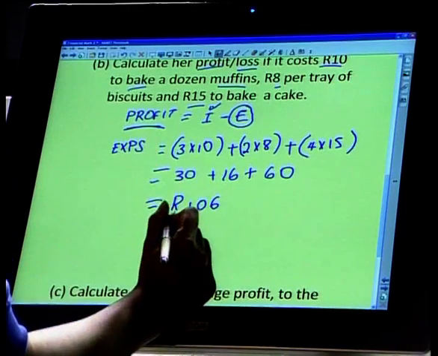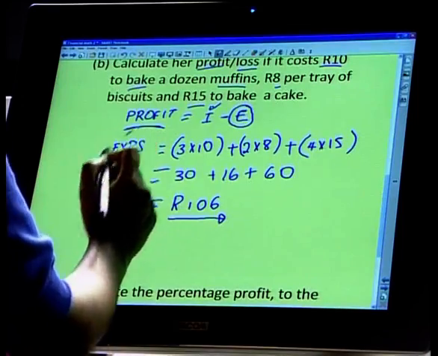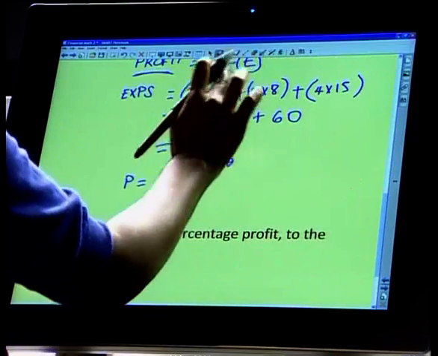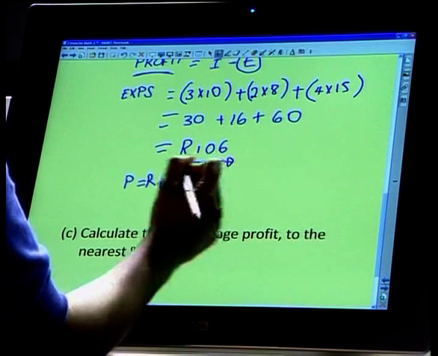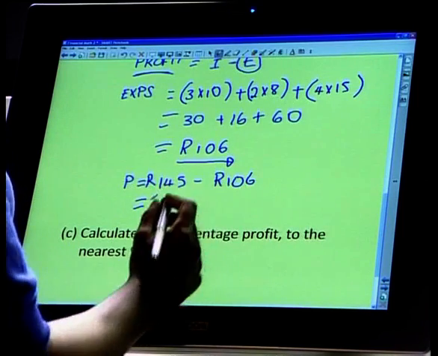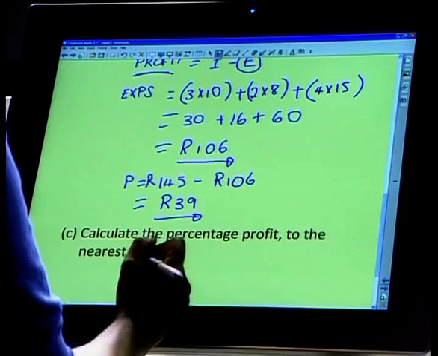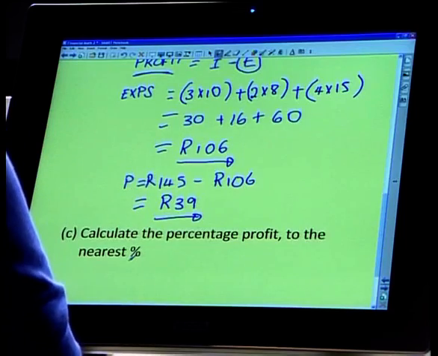So therefore her expenses are 106 Rand. But guys, be careful, because we've done quite a bit of work, but we haven't answered the question yet. They still want to know what her profit is. So we still have to go back and work it out: profit is equal to income minus expenses. So it will be 145 Rand minus 106 Rand, which will give us an answer of 39 Rand. So therefore the profit that she makes when she sells this order is 39 Rand.